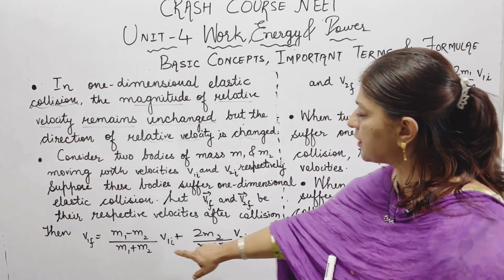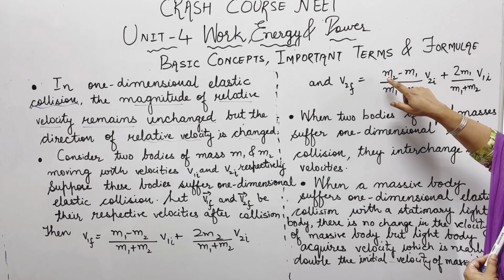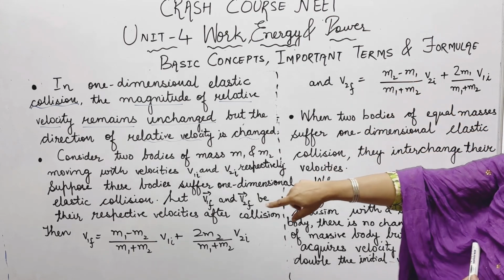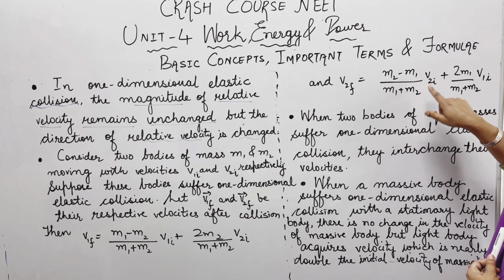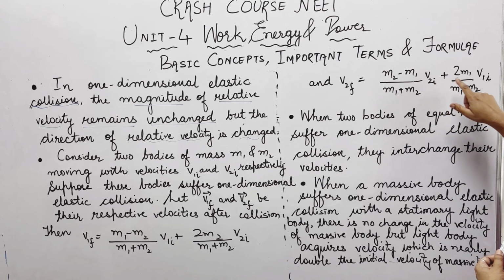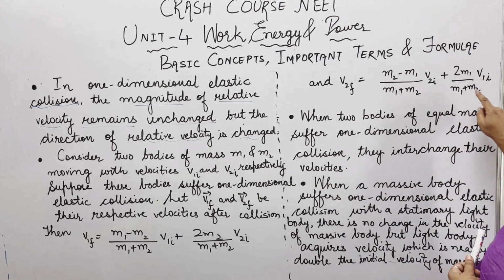And v2f: here the velocities will interchange and the rest of the things remain the same. It is (m2 minus m1), the interchange of mass is also there in the subtraction, upon (m1 plus m2), into v2i, plus twice of m1, in place of m2 it is m1, upon (m1 plus m2), into v1i.